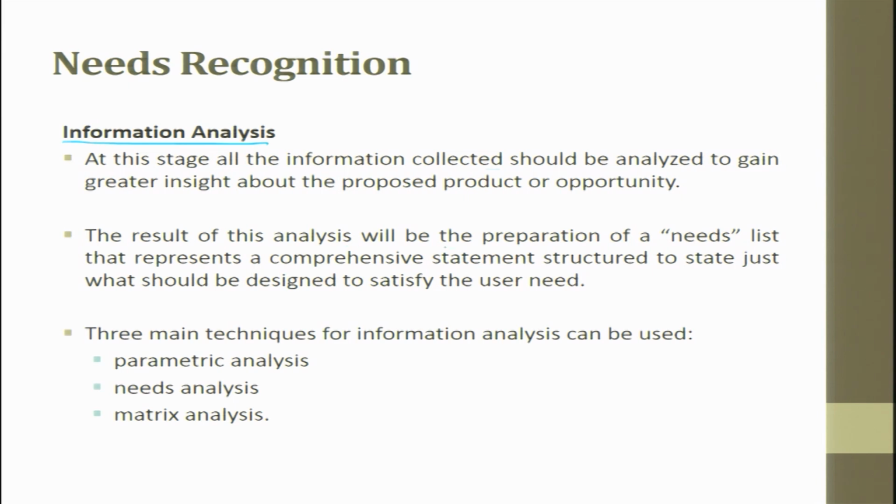The results of the analysis will be prepared as a needs list that represents a comprehensive statement structured to state just what should be designed to satisfy the user needs. Three main techniques for this information analysis are parametric analysis, need analysis and matrix analysis. Okay. This is only going to tell us what should be the product, what different features should exist in our product such that we can have better sales.